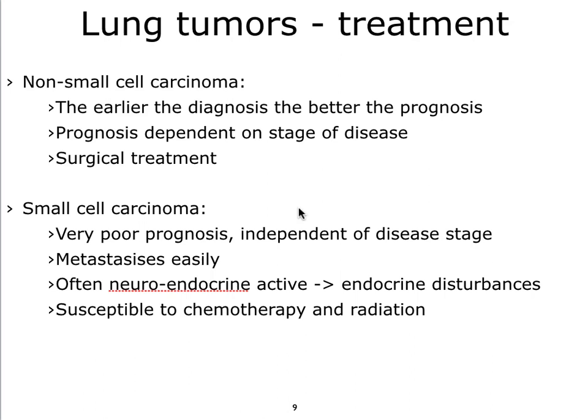Small cell carcinoma is slightly different. It has a very poor prognosis independent of the disease stage because it metastasizes easily, and it's also often neuroendocrine active. It means that it produces hormones, and you get endocrine disturbances that really affect quality of life and prognosis for these patients. It is susceptible to chemotherapy and radiation, so that is the standard treatment for these patients.